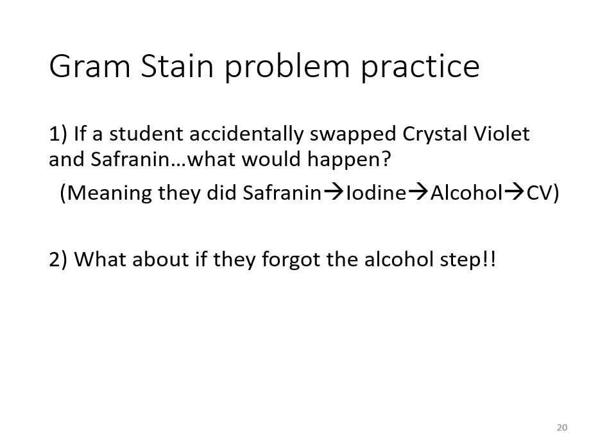The first one says, if a student accidentally swapped the crystal violet and the safranin, what would happen? So that basically means that they did safranin as the primary, then iodine, alcohol, and crystal violet. So whenever you do any of these problems, go step by step. There are 4 steps that you should normally be saying, and ask yourself what happens after each of the steps. So if they first added safranin, which is a pink color, what happens with the primary stain?